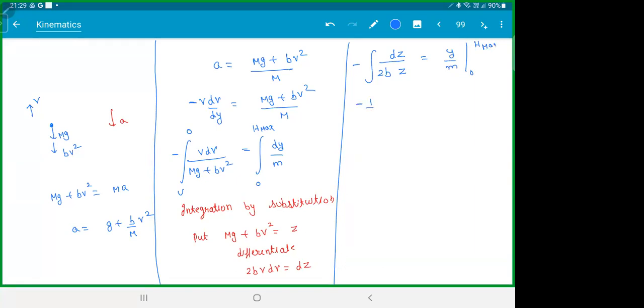This would be minus 1 by 2b ln z. This would be h max by mass m. Minus 1 by 2b, bring that ln z again, that would be ln of mg plus bv square. Don't forget the limits, which are from u to 0. Maybe I should have done it on the next page, I guess.